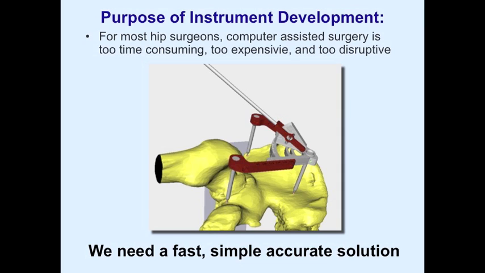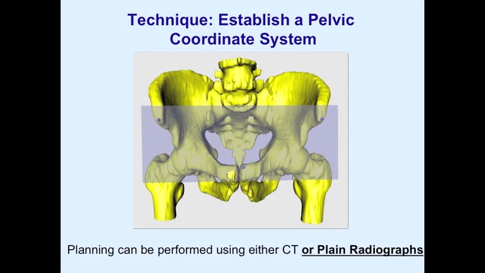But in general, most surgeons don't use navigation for a variety of reasons, but it may be too time-consuming, too expensive, and too disruptive to the procedure to be incorporated easily. So we focused on a fast, simple, and accurate solution for doing this. So this can be done either with CT or with plain X-rays, but it's easier to explain on CT.